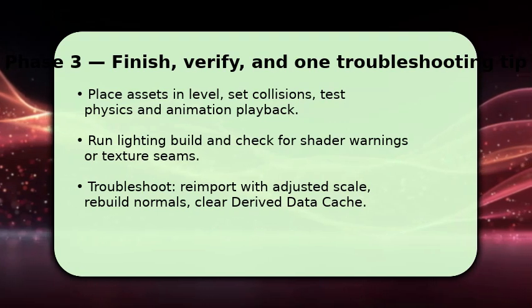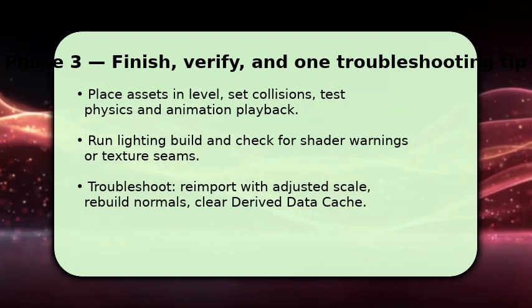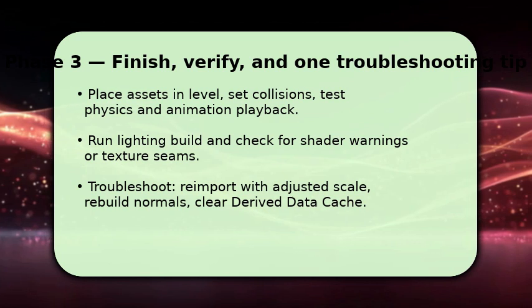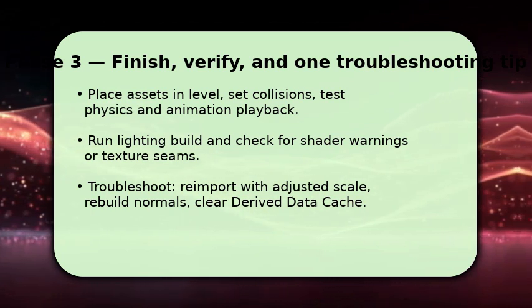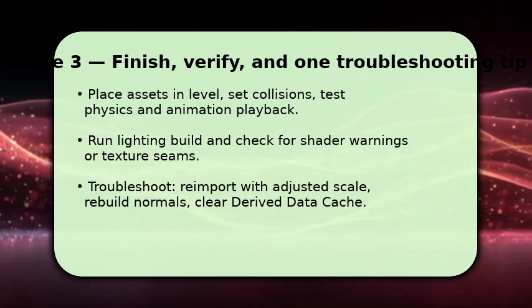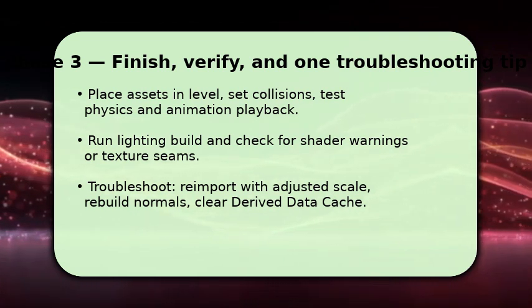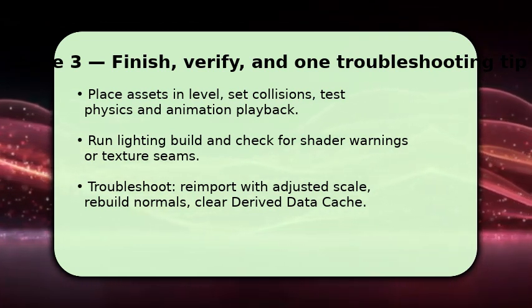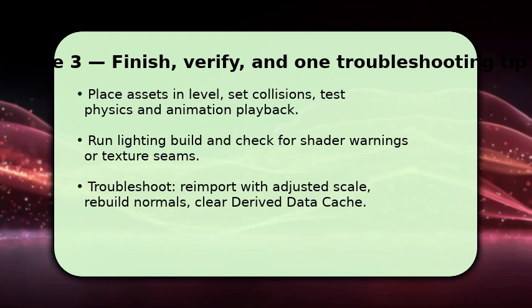Finally, place assets into a test level and validate collisions, physics, and animations under live lighting. Run a lighting build and look for shader errors, texture tiling issues, or seams. Fix material parameters or UVs as needed. Once happy, organize folders and create asset references in your game modules.